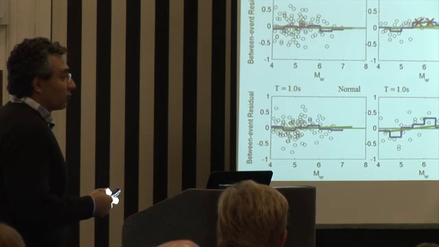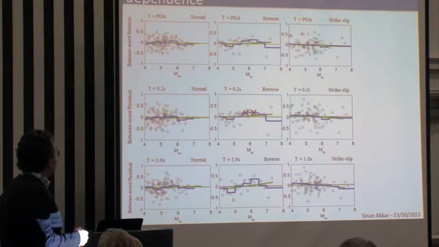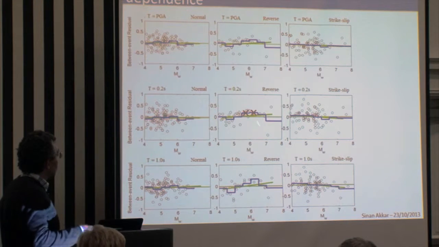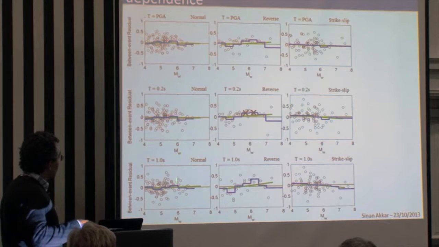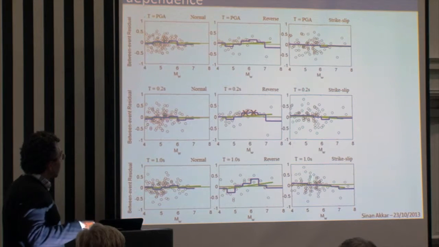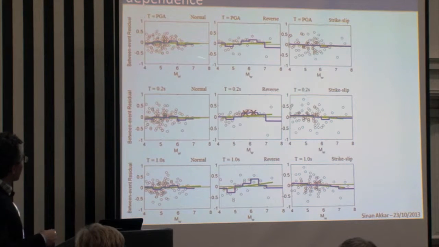Because I know that for this project the style of faulting is an important parameter, I'm repeating the same type of residual analysis, but this time breaking the standard deviations into normal, reverse, and strike slip. The first column shows the normal between event residuals, the second column is the reverse, and the third column is the strike slip. The first row shows the variation of standard between event residuals for PGA, the second is 0.2 seconds, and the third is 1 second.